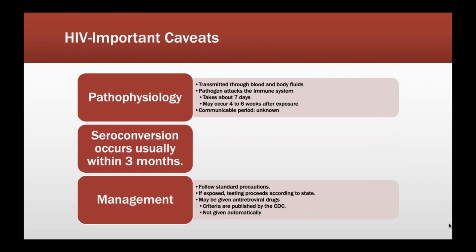HIV, of course, has been around since the 80s and is transmitted primarily through blood and other body fluids, and it attacks the immune system. The communicable period is unknown at this point, and there is certainly no vaccine available for this. And seroconversion, meaning that you actually test positive, typically occurs within 3 months after exposure. There are multiple different management options out there medically, and there's also prophylactic options should you be exposed during the course of the execution of your duties.